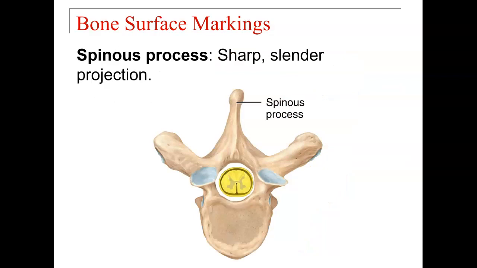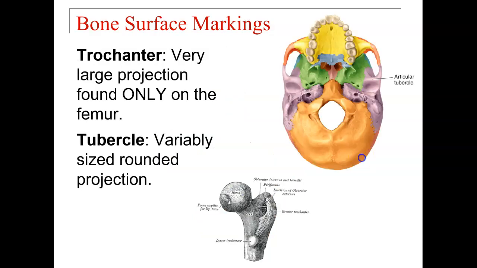Spinous processes are going to be sharp, slender projections. And so that's what's actually making up the spine when you're looking at the spine. A trochanter is going to be a very large projection found only on the femur. And so you're going to have what's referred to as a greater trochanter and a lesser trochanter. And so with the trochanters, here is your lesser trochanter there. And then up top, you're going to have the greater trochanter.